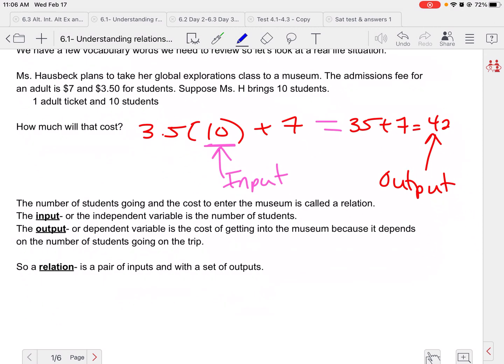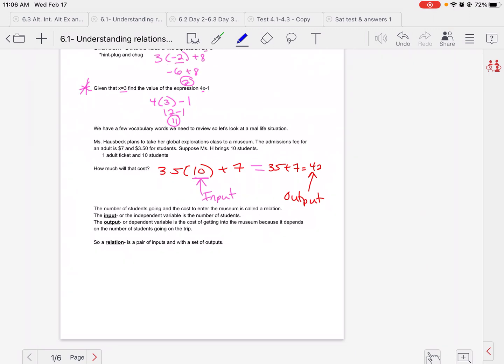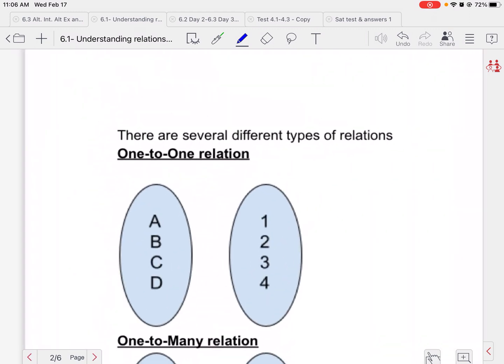So a relation is a pair of inputs with a set of outputs. So think of it like when you put money into one of those candy machines, right? You put money in and you get candy out, okay? So inputs and outputs, that's what a relation is. And there are 4 types of relations.